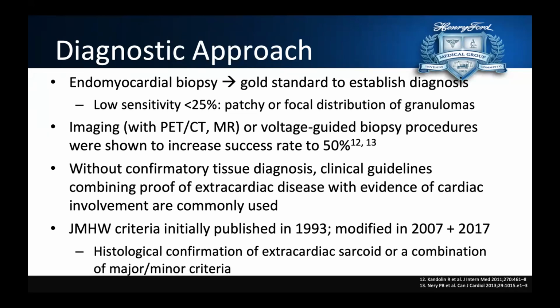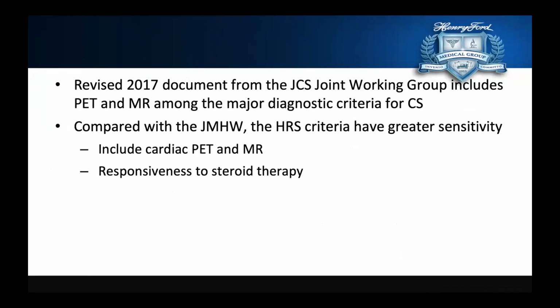And again, this combines the confirmation of extracardiac sarcoid or a combination of major and minor criteria that we'll briefly look at. The revised 2017 document from the JCS, or the Japanese Circulation Society, includes PET and MR among the major diagnostic criteria for cardiac sarcoid. And again, compared with the Japanese Ministry of Health and Welfare, the HRS criteria actually have greater sensitivity because you're including cardiac PET and MR, and you're also including responsiveness to therapy, steroid therapy specifically.